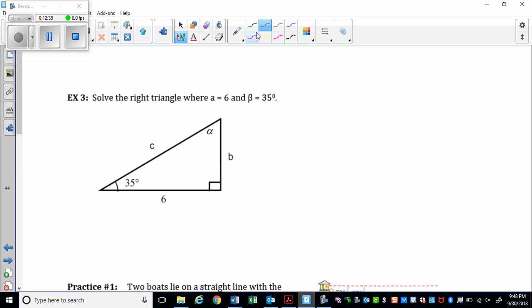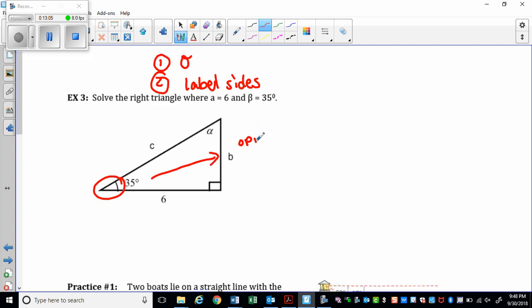So what I'm going to do is first pick a reference angle. They didn't give me alpha, so I'm going to use 35. This is going to be my reference angle. My first step is to find my reference angle, okay? My second step is to label my sides. Okay, so my opposite side is a side that's not touching 35. This is my opposite. My hypotenuse is the one that's opposite the 90, the biggest side. And my adjacent is the other side, right?